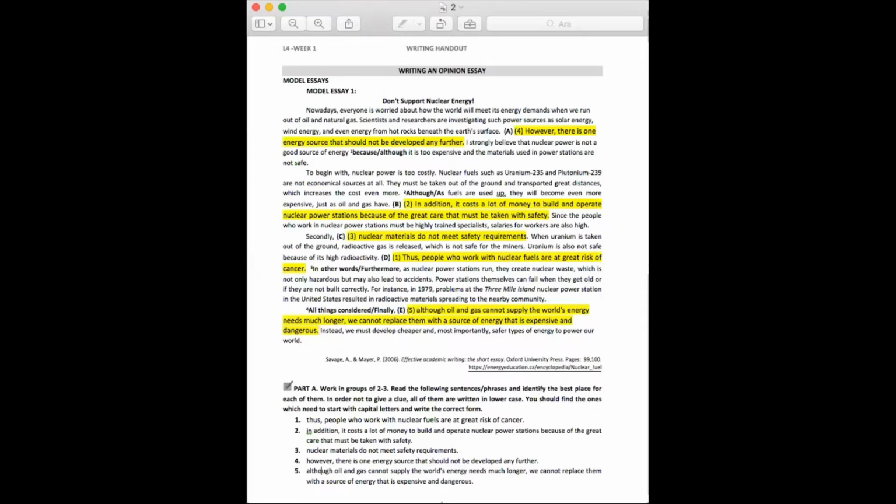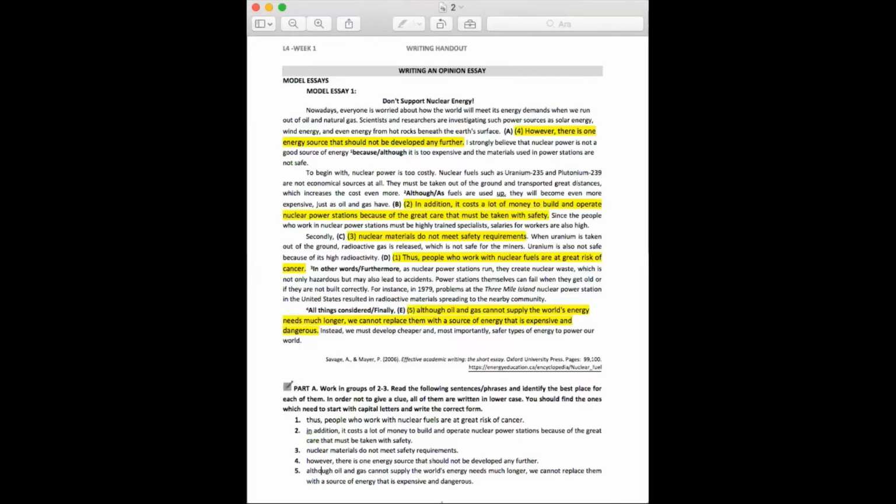For D, there should be another sentence about the danger of nuclear energy. So sentence 1 is the best sentence for this gap, as it is about one of the dangers of nuclear power. And the linking word thus indicates that sentence 1 is the result of the previous sentence. So as a result of being exposed to the high radioactivity of uranium, people who work with nuclear fuels are at great risk of cancer.